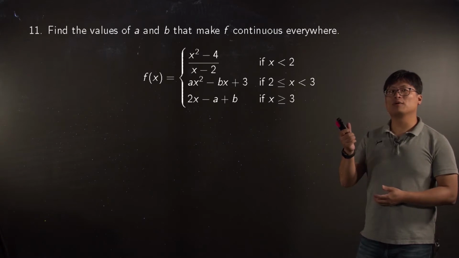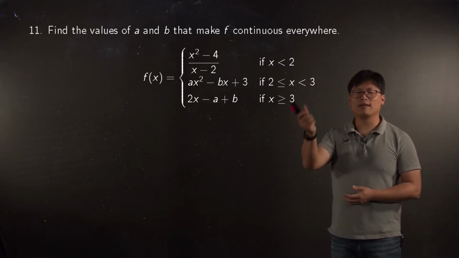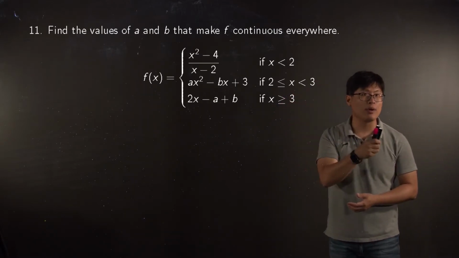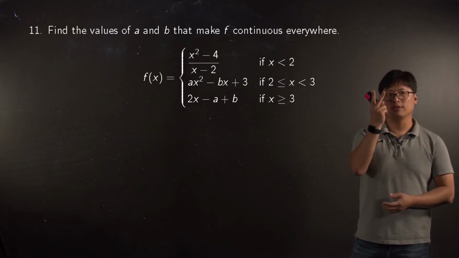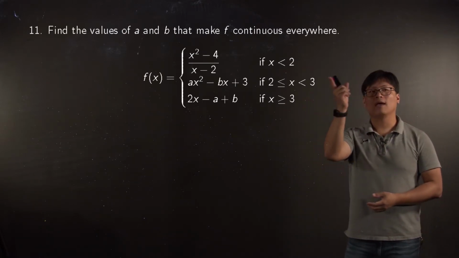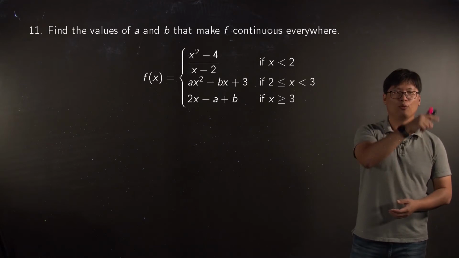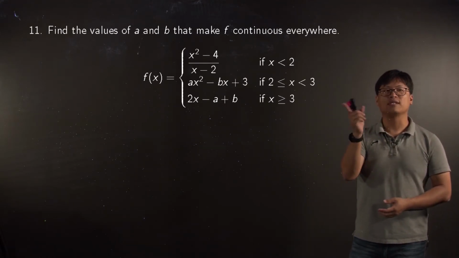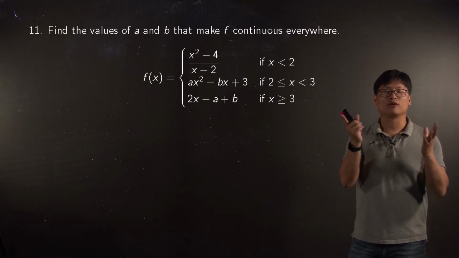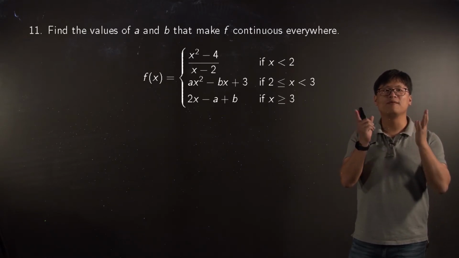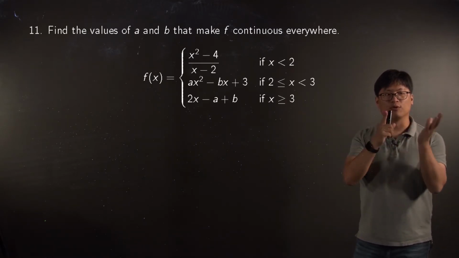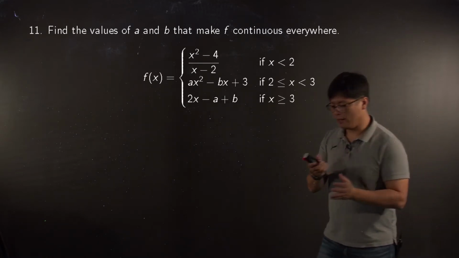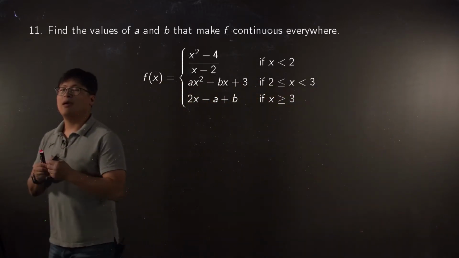To make this function continuous everywhere, we only have to check 2 points: at x equal to 2 and at x equal to 3. We're going to talk about the 2 points separately, then figure out which a and b values work for both points at the same time. Here we go. Let's start at x equal to 2.